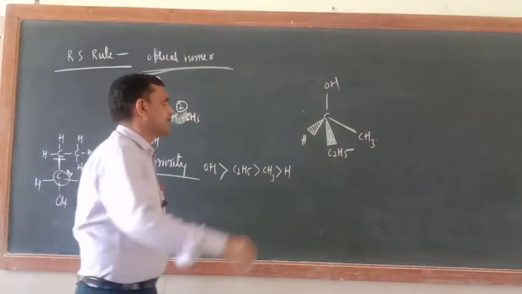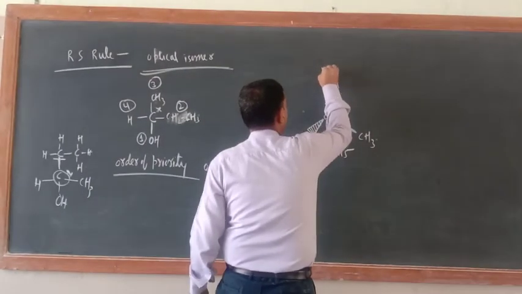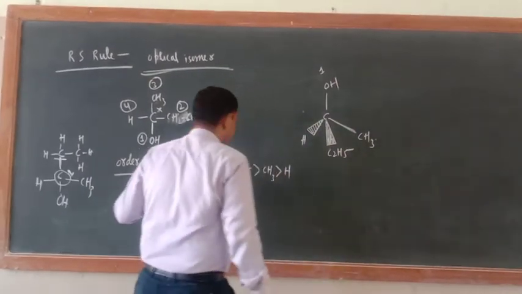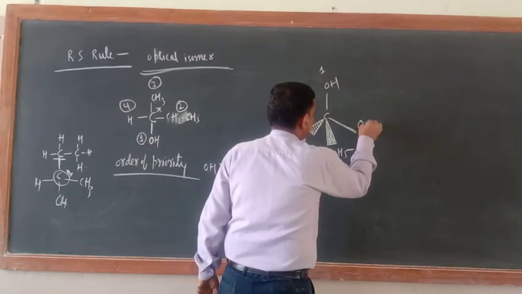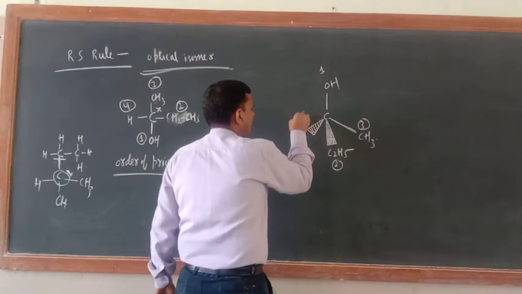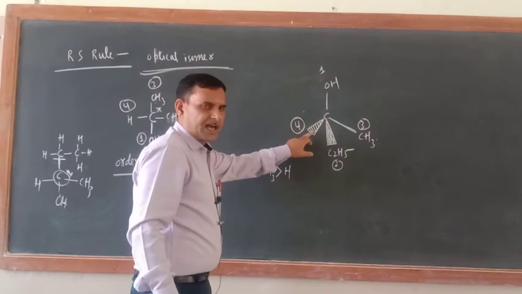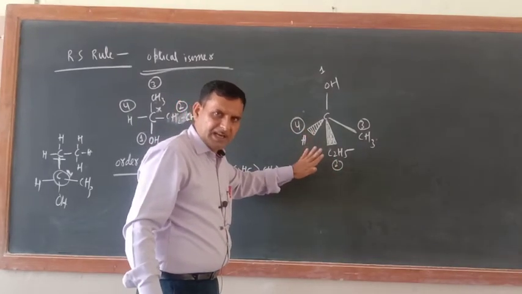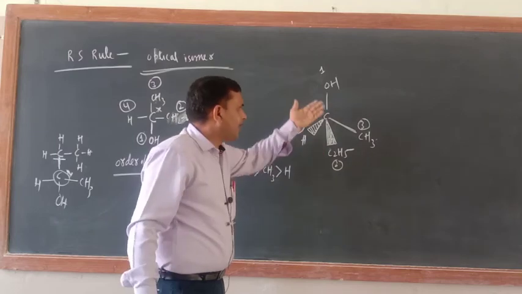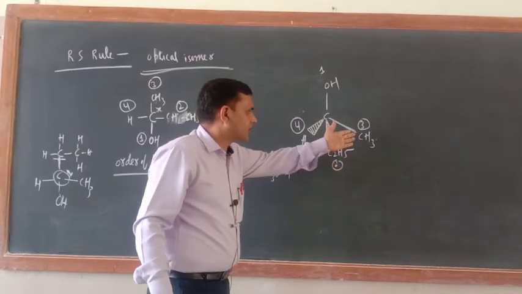Now just see, number it. This is 1, already you have numbered 1, this is 2, this is 3, this is 4. Always remember, this dash wedge is below the plane of paper. On the plane only 1, 2, 3 will be there.